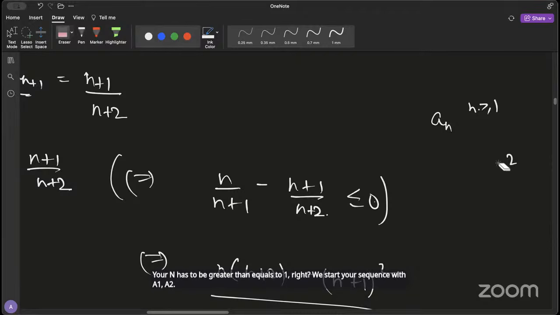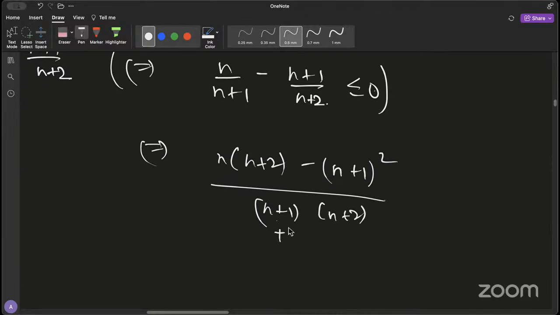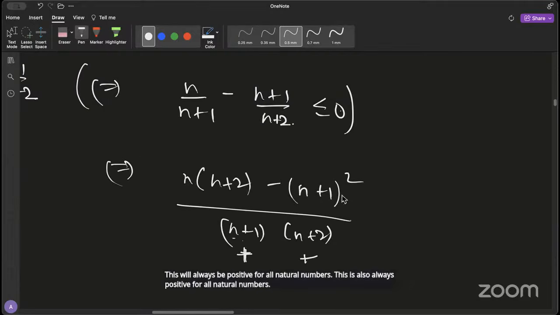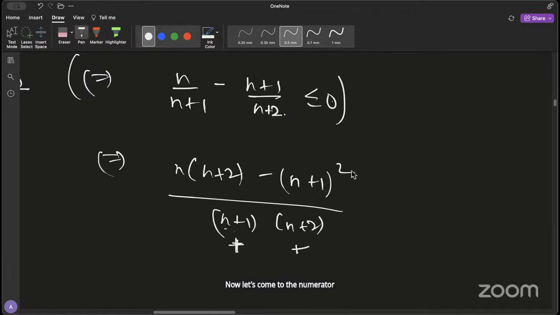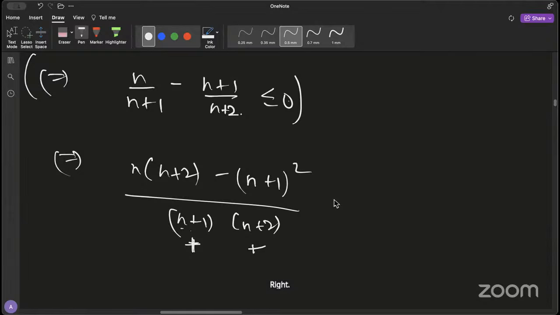So this is positive. Even if you take n to be 0, it's still positive. This will always be positive for all natural numbers. This is also always positive for all natural numbers. Now let's come to the numerator. That means the numerator will decide everything, whether this entire thing is greater than 0 or less than 0, or it can be anything, right?